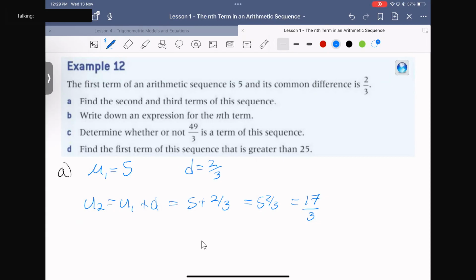If we wish to find the third term in the sequence, we can take the second term and add D to that. So we can take the 17 over 3, and add another 2 over 3, which will give us 19 over 3.